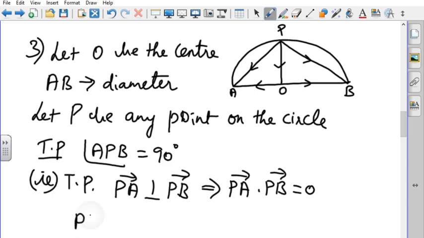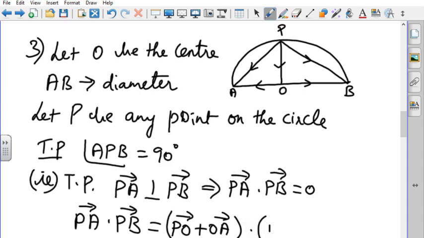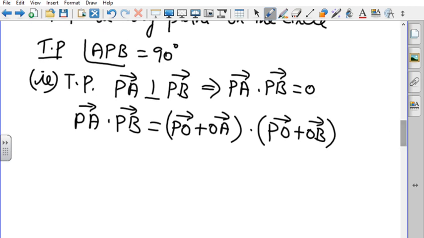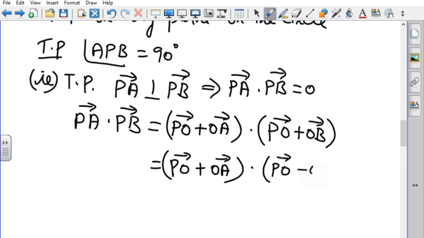Okay. What is PA vector dot PB vector? How can you write a PA vector? PA vector can be written as PO plus OA, dot PB. What is PB vector? PO plus OB. Now listen here, students. OA and OB are in opposite direction. We can write OA is equal to minus OB. So we can write this as PO vector plus OA vector dot PO vector minus OA vector.